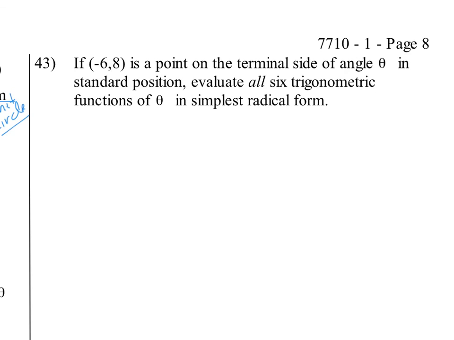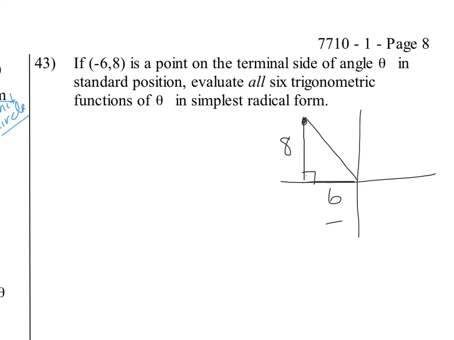Okay, standard position. All 6 trig functions. Okay, so we're looking at negative 6, 8. That's up here somewhere. So we draw a triangle. Always drop it down to the x-axis. So we went 6 this way and 8 this way. You don't have to put the negative on this. I mean, you can. If you put the negative on, then it's okay.